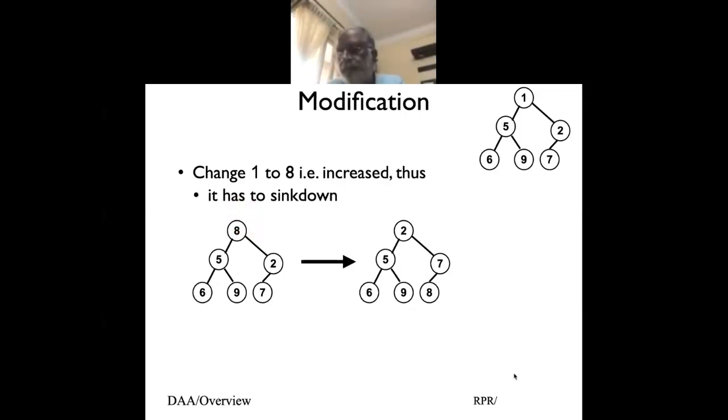Now how do I check? Since this is a min heap, I need to see, is 8 less than 5 and 2? It is not. Then look at the smaller child and swap. That means 2 would go here and 8 comes here. Now again see, does it satisfy my heap property? No, because 8 is bigger than 7, so swap. So 8 comes here and 7 goes here.